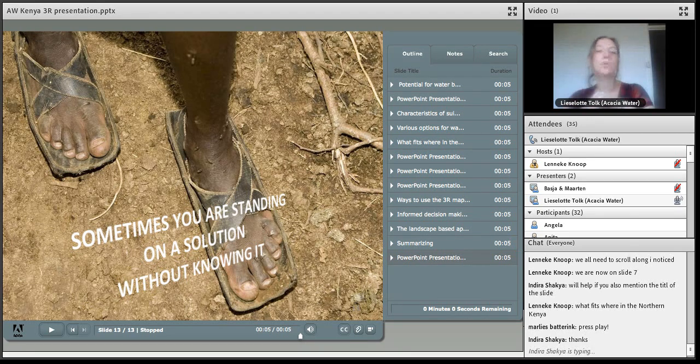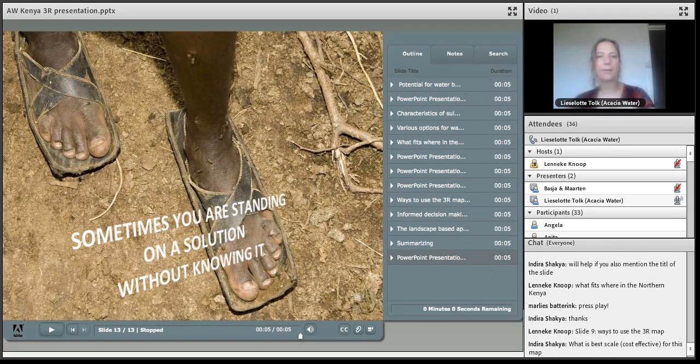Here I want to tell you what are the ways you can use such a map as I just showed to you. What we saw already in this project is that it serves as an inspiration for interventions in addition to those currently applied in the area. Because of this map, we could, for each of the locations, make a long list with options that could be considered based on the physical characteristics. So that served as inspiration.